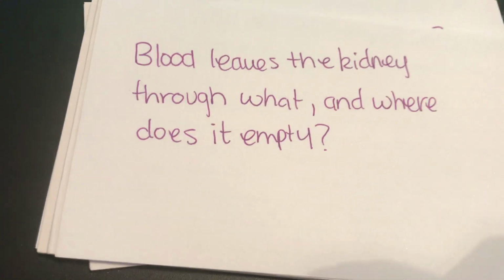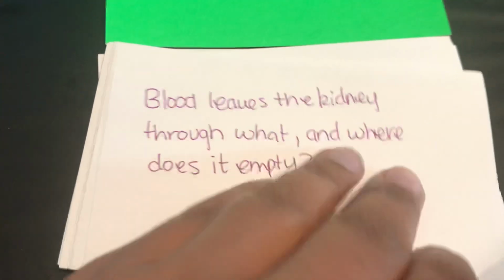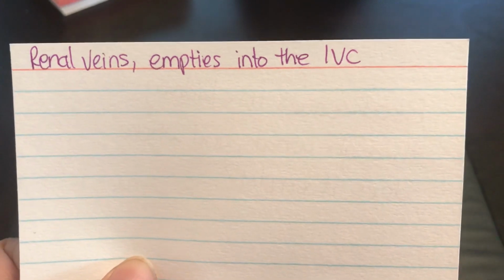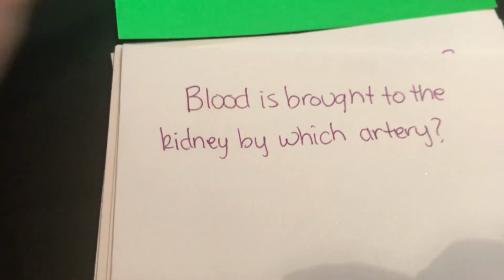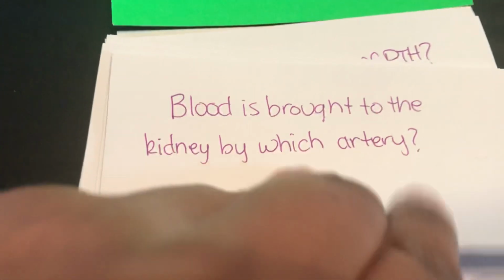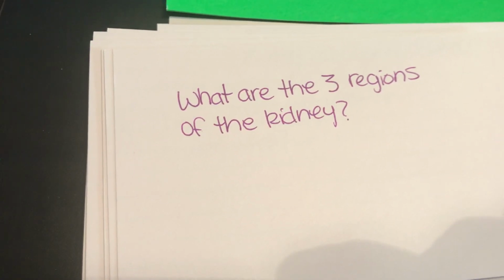Blood leaves the kidney through what and where does it empty? It leaves through the renal veins and it empties into the inferior vena cava. Blood is brought to the kidney by which artery? The renal artery.